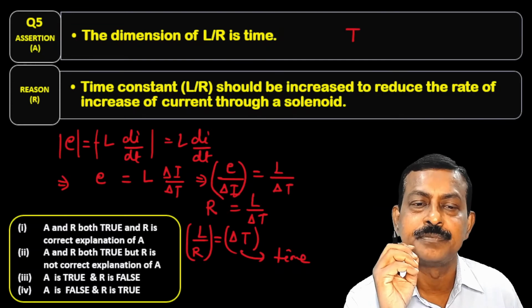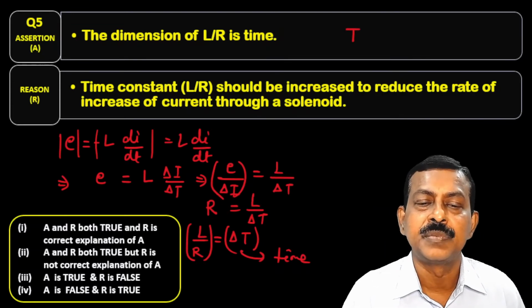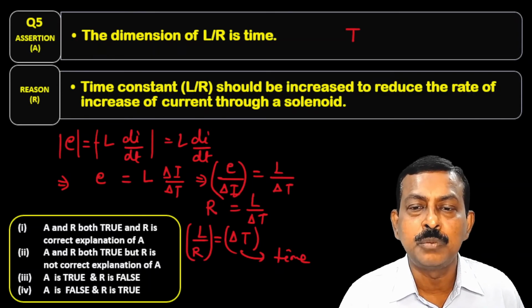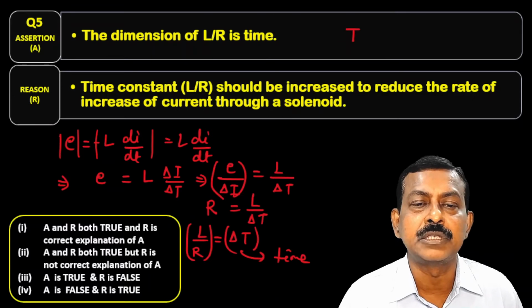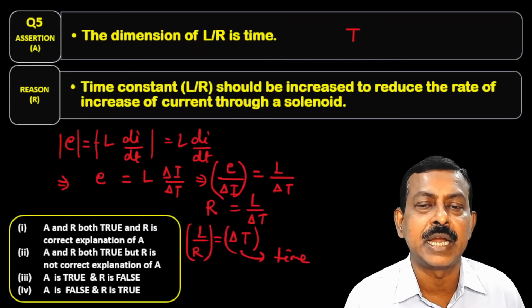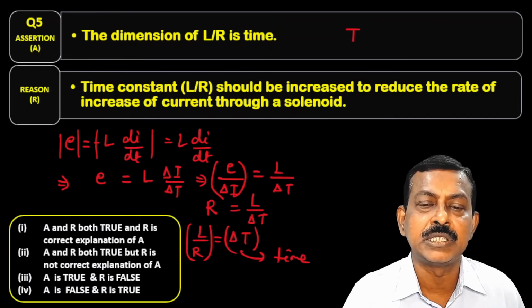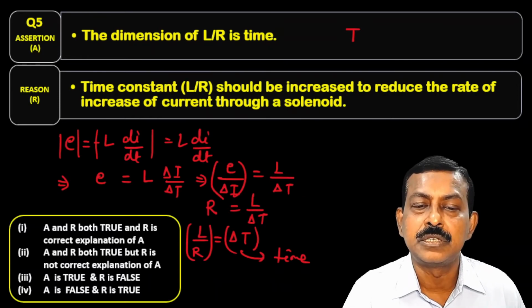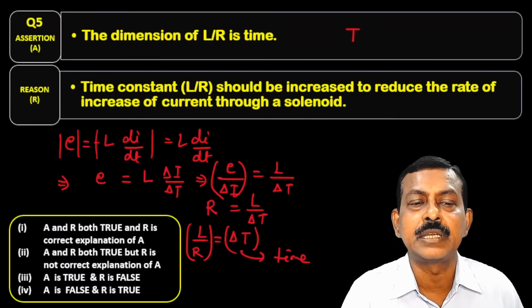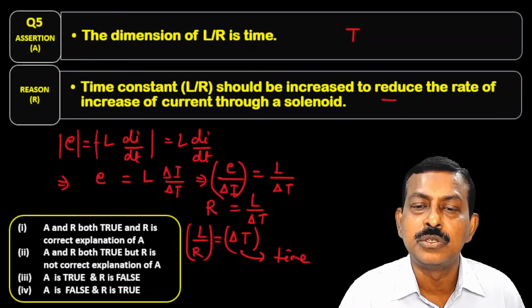This is correct. Now if you take this part, that the time constant, that is L by R which we have taken, should be increased to reduce the rate of increase of current through a solenoid. Now this part also, if you take from where you are getting that L by R term, the L by R term is basically giving you this delta T, and the delta T term is related with this current and voltage. That means this is also true.